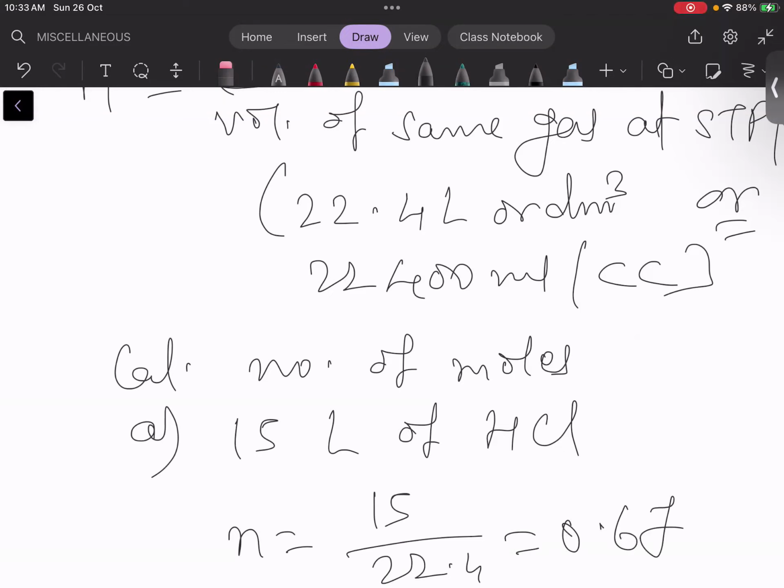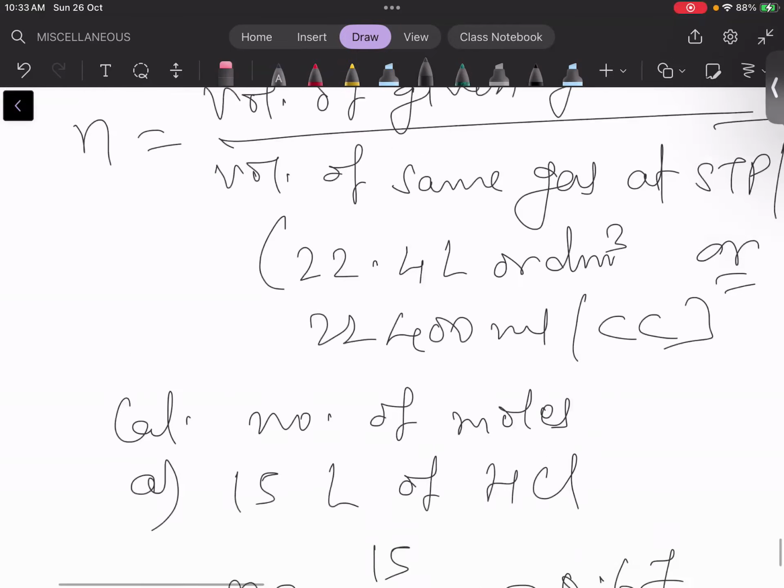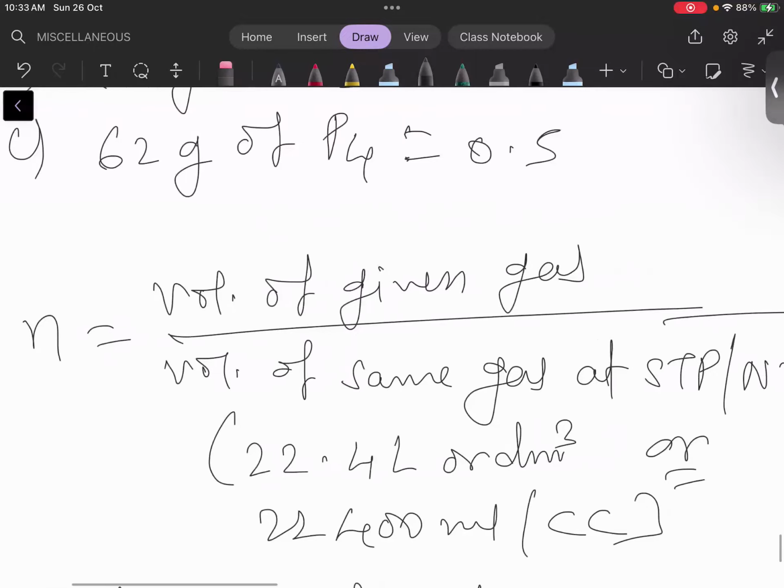Is there any doubt about mole concept now? No, sir. All of you understood? Sir, can you show the formula for gas? Yes, yes. This is the formula for gas.